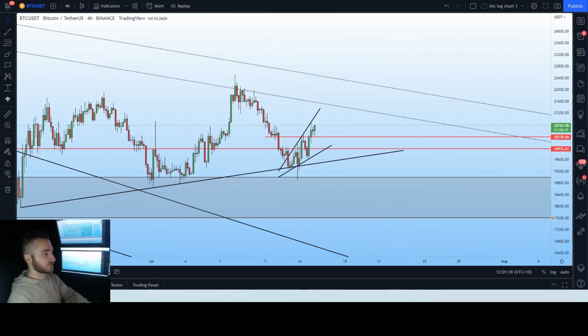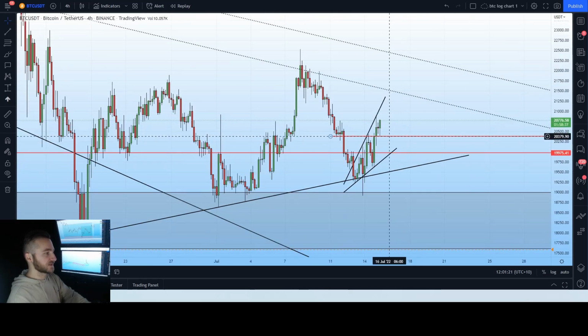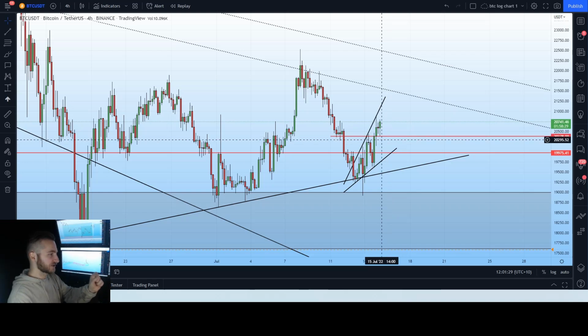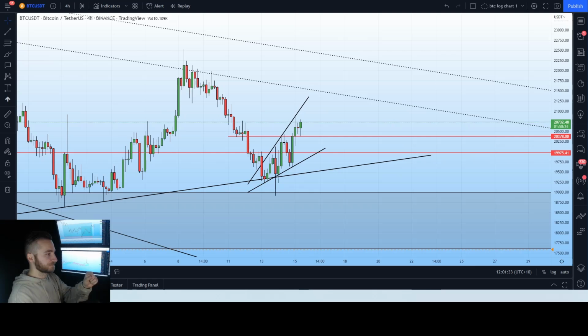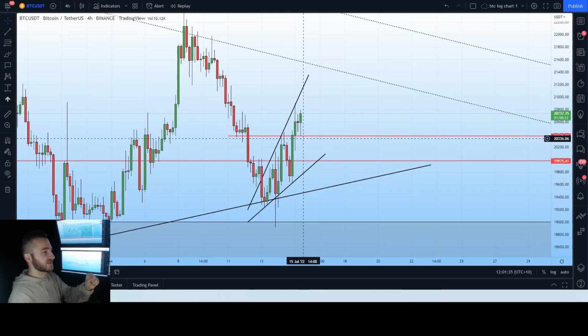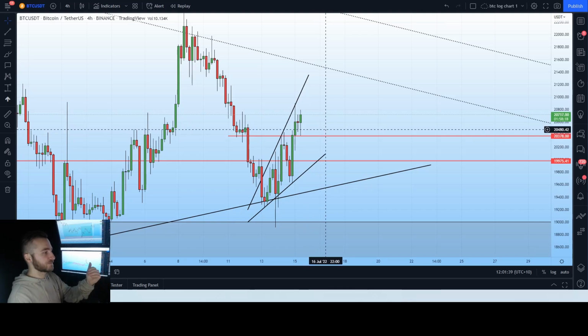But what we can see, and what we talked about in yesterday's video, is this major resistance sitting around $20,380, $20,400-ish. And what we can notice, guys, is that Bitcoin broke above that resistance, came down, and actually retested that resistance, and then now it's pushing back upwards. This is a bullish sign.